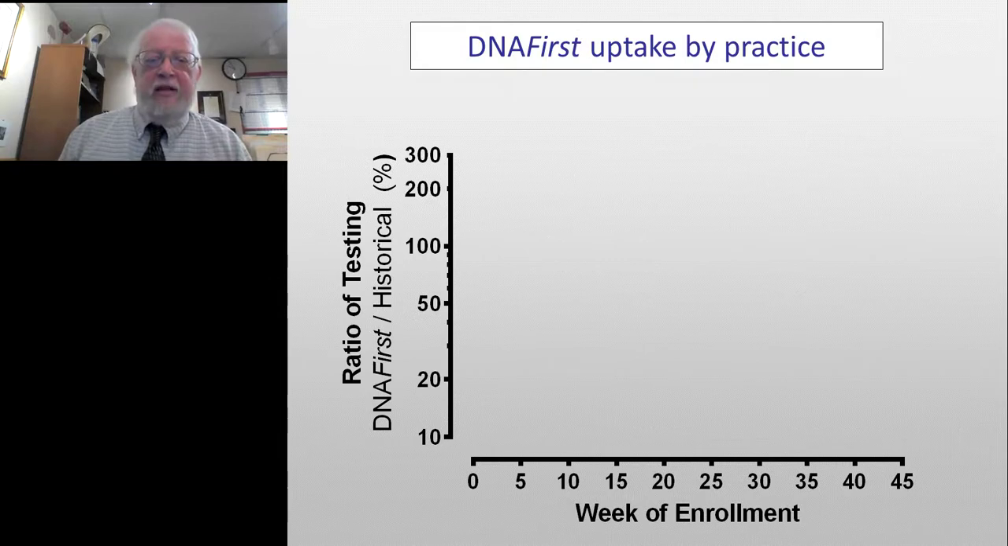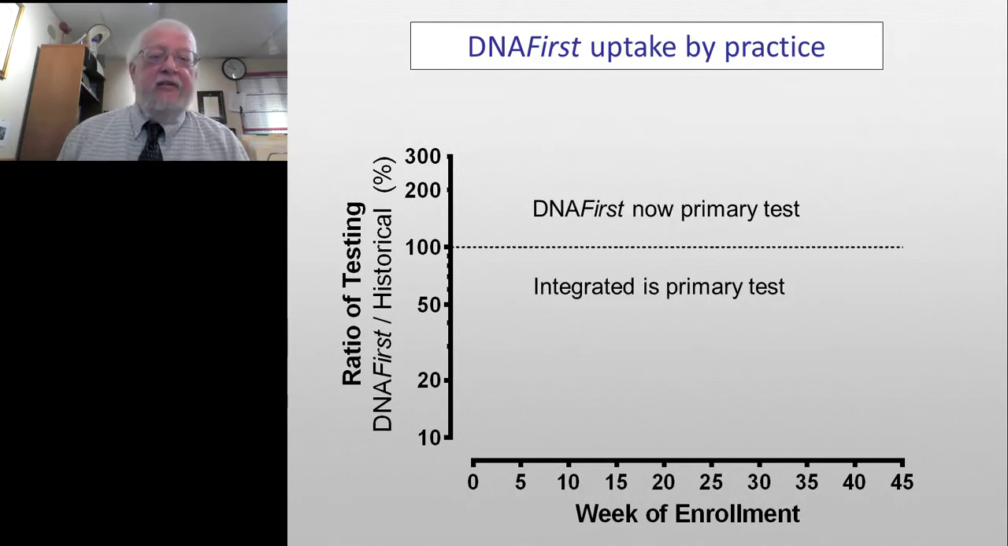So here we have the week of enrollment of the study versus the ratio of testing. Now, what that means is that this line at 100% says if I have a dot above that line, I'm sorry, below that line, it means that the integrated test, that was our main test, is the primary test. DNA first, or the cell-free DNA test, is now the primary test. I should say, DNA first was the idea of using DNA as the first test in the first trimester. And so most of these samples were in the first trimester.